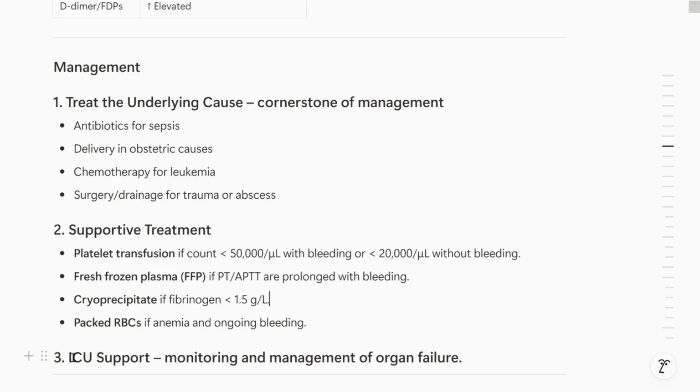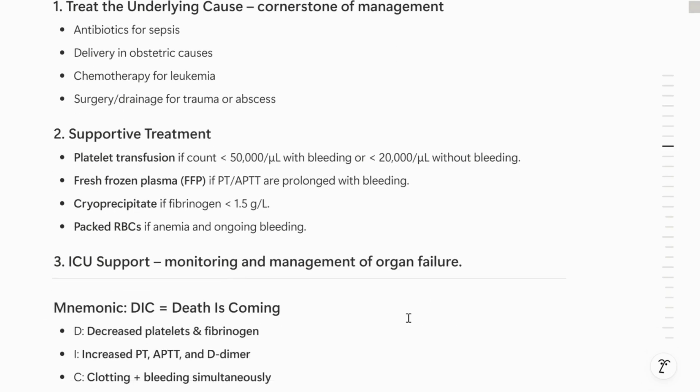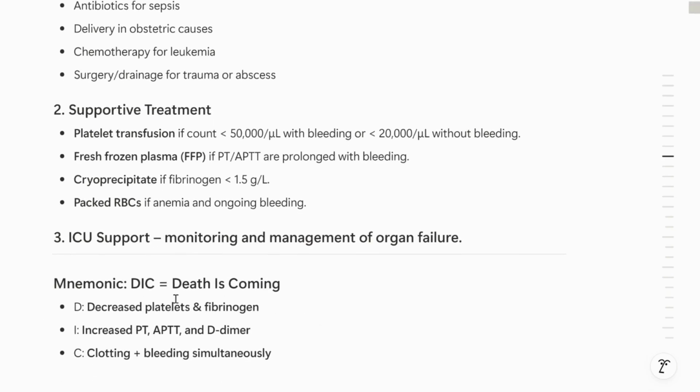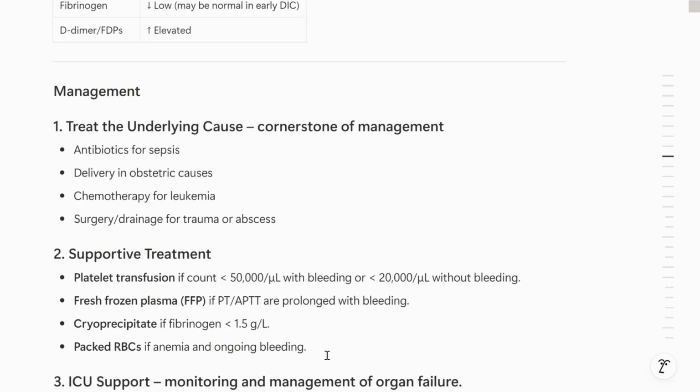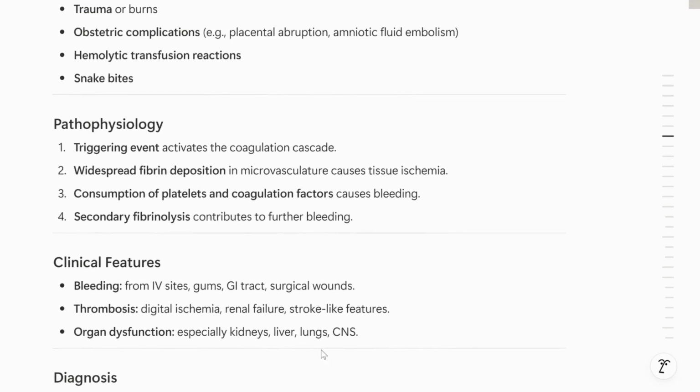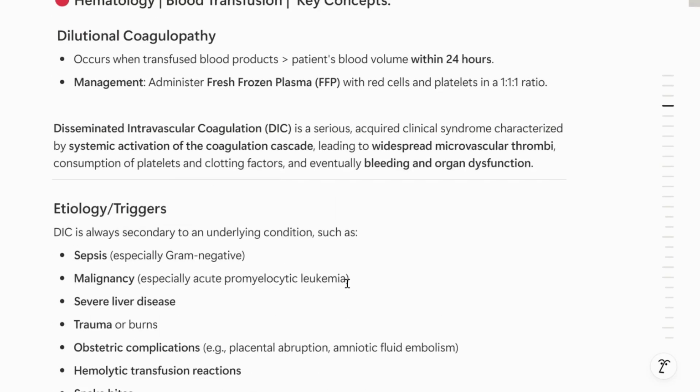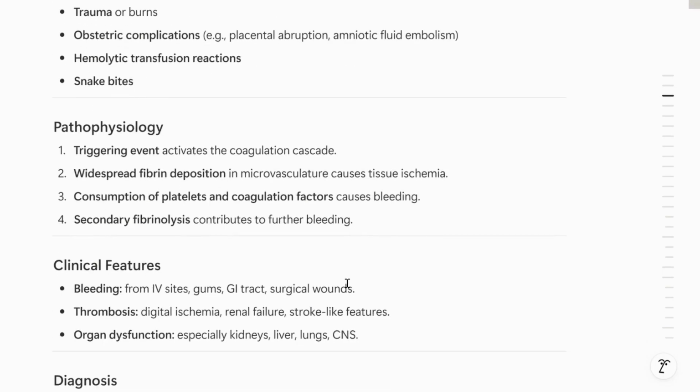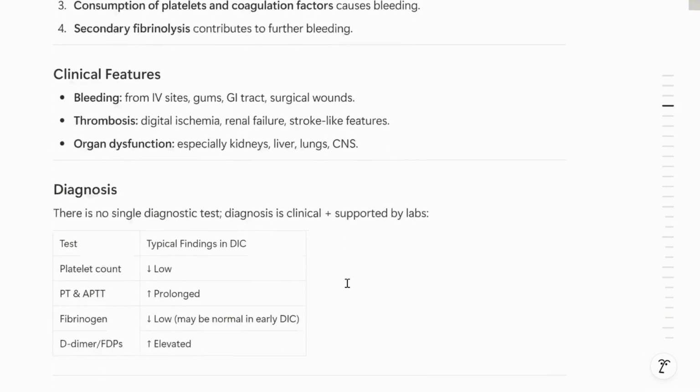So at the end, we will talk about a mnemonic, that is DIC, where D is for decreased platelets and fibrinogen, I is for an increase in the PT, APTT and D-dimers, and C is to remember the clotting and bleeding simultaneously. So this sums up our discussion on DIC, where I have explained its definition, etiology, pathophysiology, clinical features, diagnosis, and management. I hope this helps you with your exam.